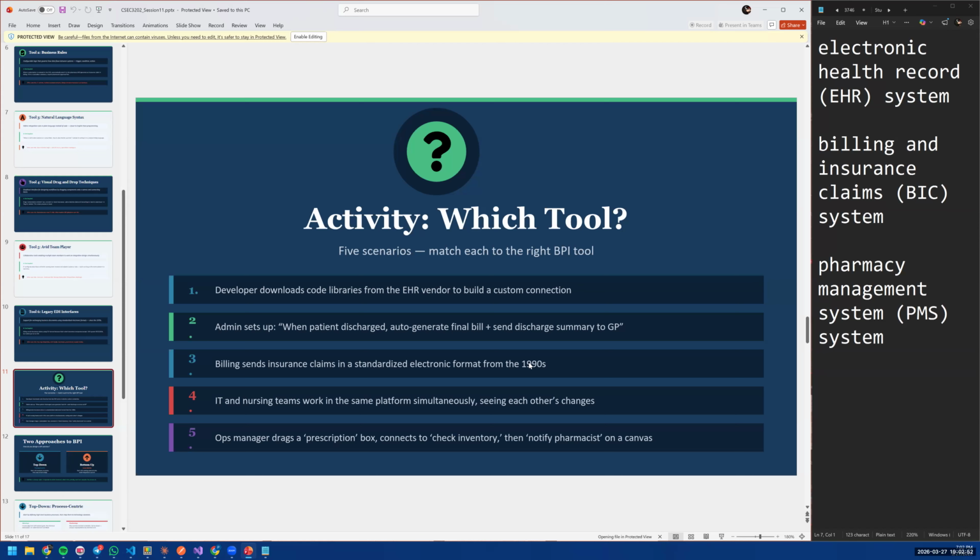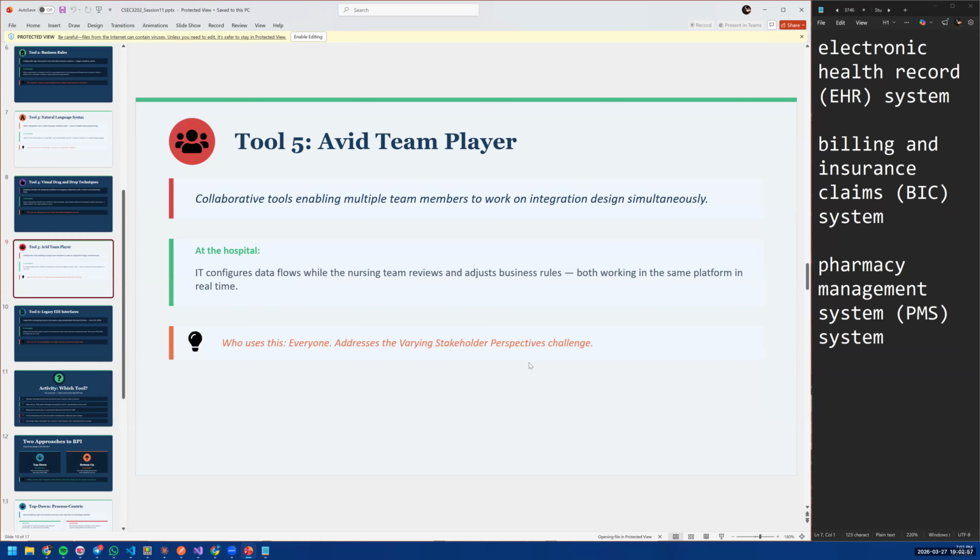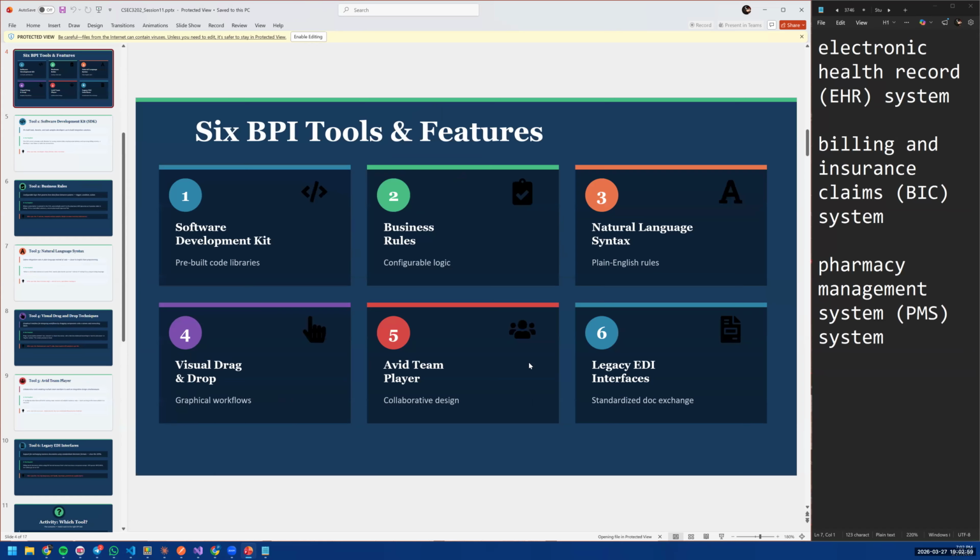What BPI tool would they be using in this case? Let me put them up on the screen. Team player, sir. Yeah. So anytime you hear of collaborative work, one team doing something on the platform while another team is also doing something on the same platform at the same time, working on different parts of the integration, you can think of the Avid Team Player collaborative design. Sorry, the Avid Team Player BPI tool. My mistake. Yes, sir. All right.